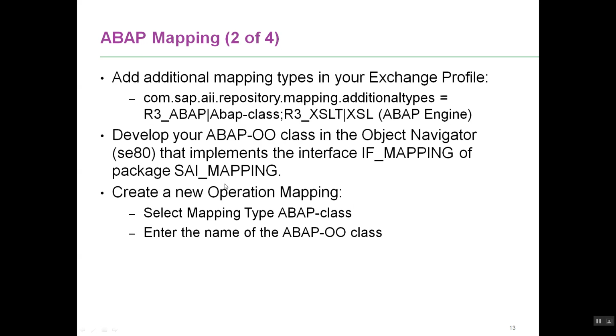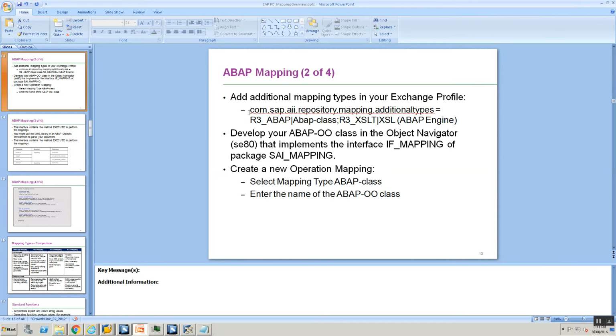There are certain steps that you need to do to activate an ABAP mapping. How do you do that? By default, ABAP mappings are disabled in a PI server, so you need to activate it in your PI server, and you need to do it in the Exchange profile.